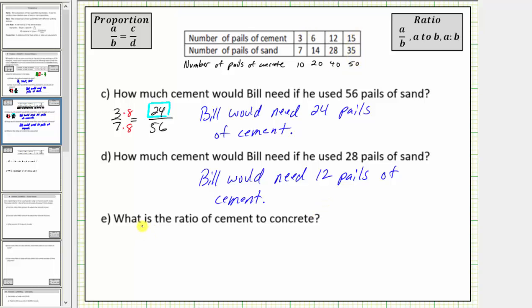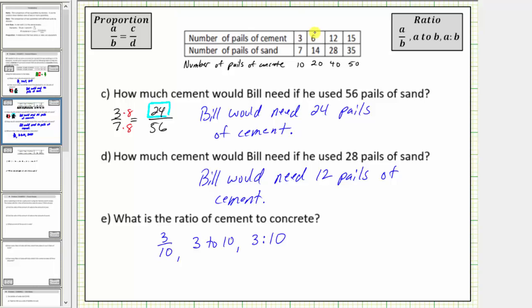So going back to part E, what is the ratio of cement to concrete? Let's go ahead and use this first row. If 3 pails of cement are used, notice how this results in 10 pails of concrete, and therefore the ratio of cement to concrete is 3 to 10. And again, we can write this three ways, using a fraction bar, using the word to, or using a colon. Again, we could have used any column, but using the first column does give us the simplified ratio.